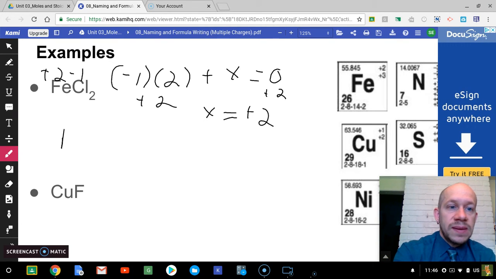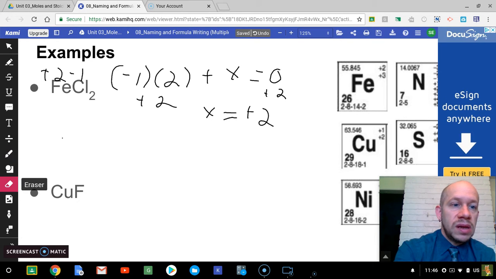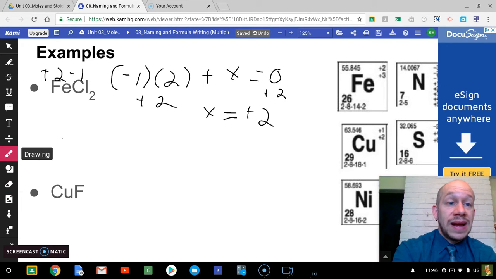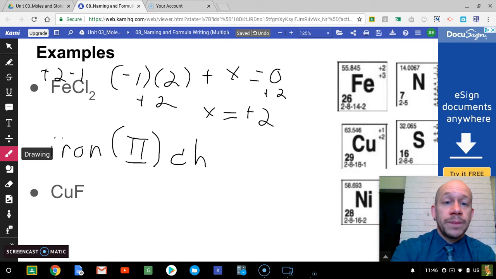Now to name this, I'm going to write iron, the word iron. In parentheses, I'm going to write Roman numeral 2, chloride.